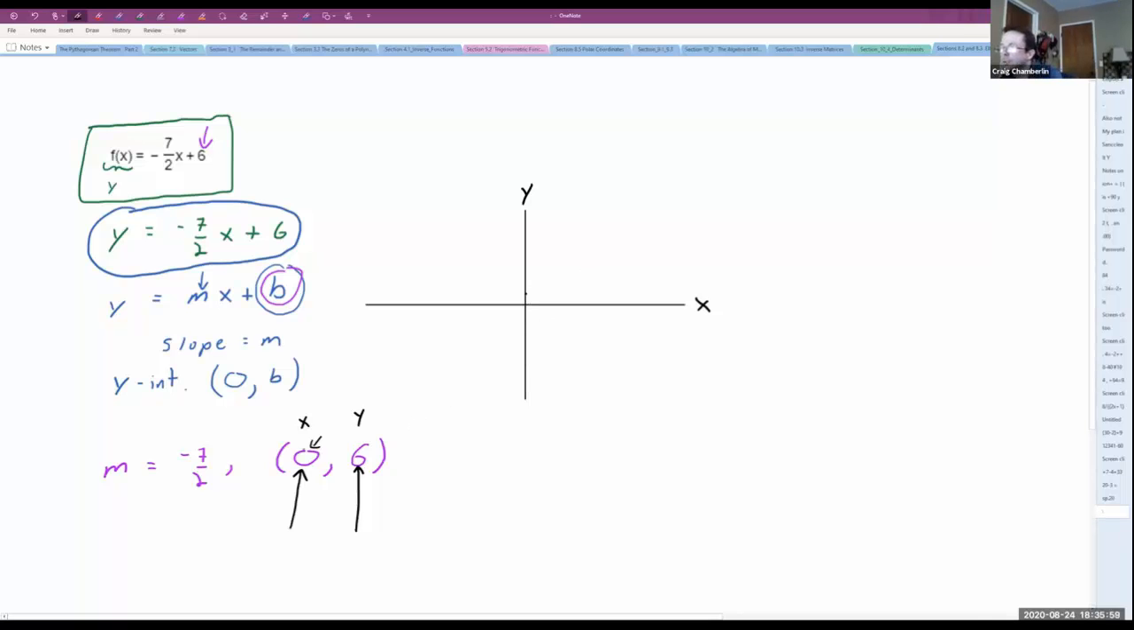So long story short, to plot the point (0, 6), we're going to go over 0, left or right, 0, up 6. So 1, 2, 3, 4, 5, 6. I'm going to plot a point in red. That's the y-intercept. And then, does anybody remember what slope means? What does that mean?